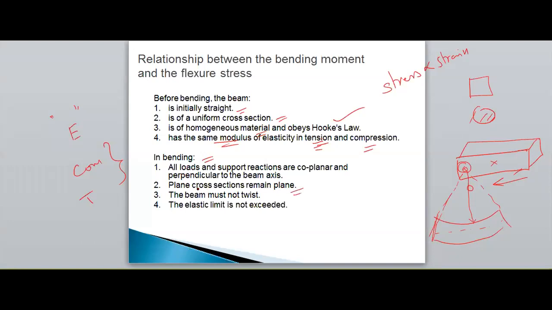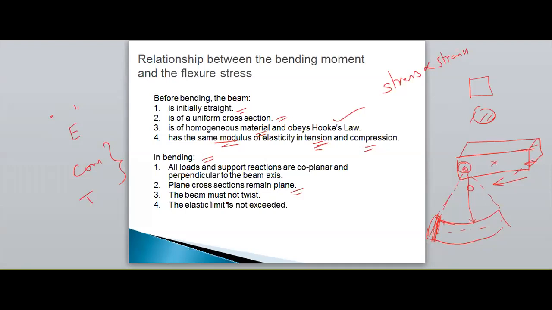After bending also, the plane cross section remains a plane. This is the plane cross section. The plane cross sections remain a plane. So it will not make any changes. But actually, the upper layers will be moving outside and the inner layers moving inside. But we are assuming it as a plane. A straight plane exists here also. We are assuming it.